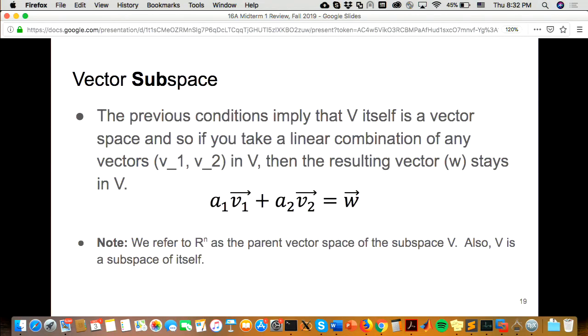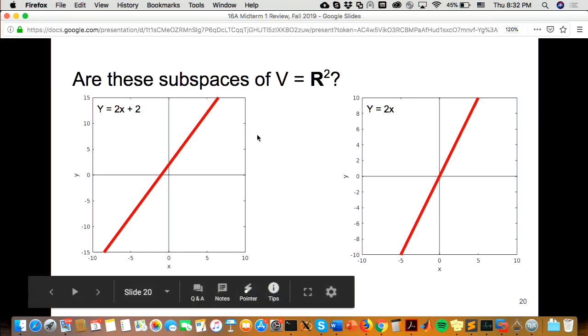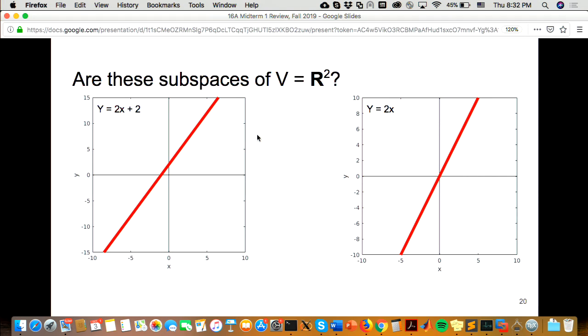Okay, let me complete this section, and I'll open it for questions. So, as I said, 0 being in the vector space is really important. So, are these two subspaces of R2? The y equals 2x plus 2 line. Who votes yes? Raise your hand. Who votes no? Great. Why no? Does not contain 0, right?